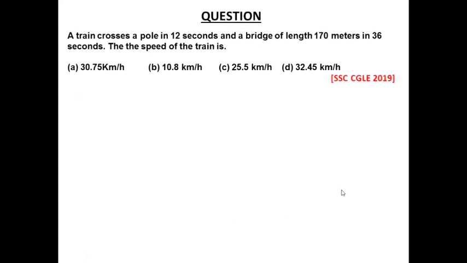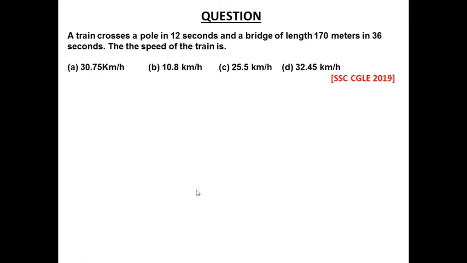So the next question says, a train crosses a pole in 12 seconds and a bridge of length 170 meters in 36 seconds. The speed of the train is. Four options are also given. Again, the same paper only.